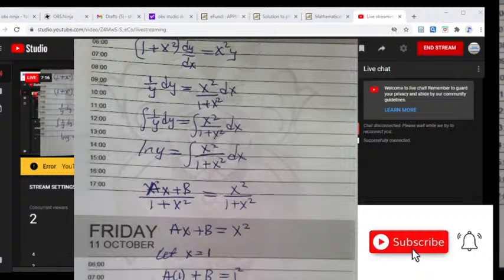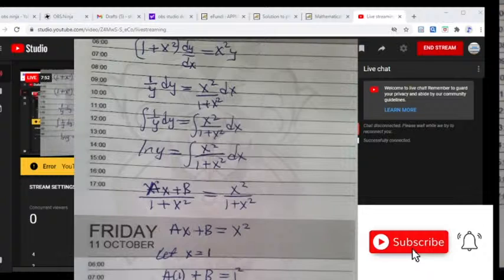So we are going to take y to the side of dy, and we are going to take 1 plus x squared to the side of dx. So now you can see we have y on one side and x on the right hand side. Then here is where we introduce the integral sign on both sides.